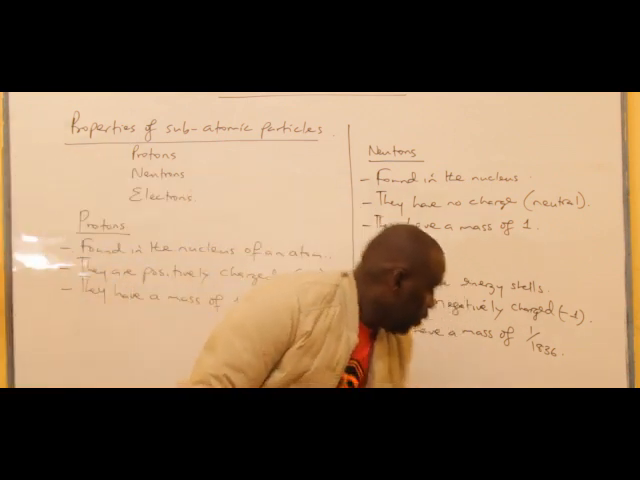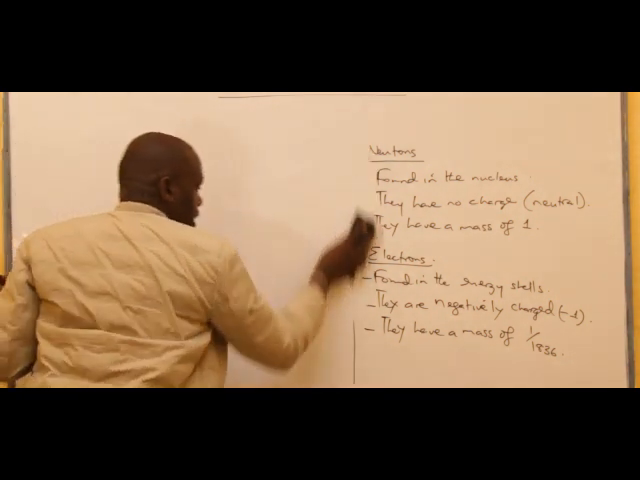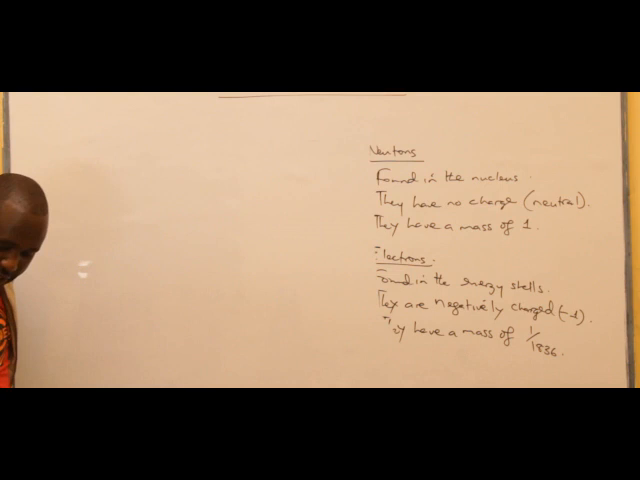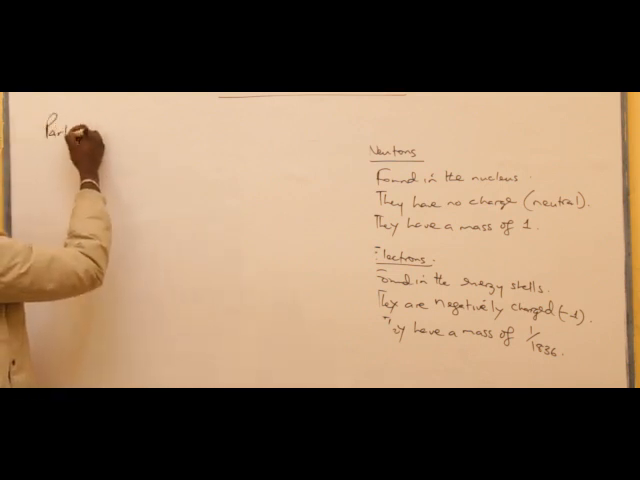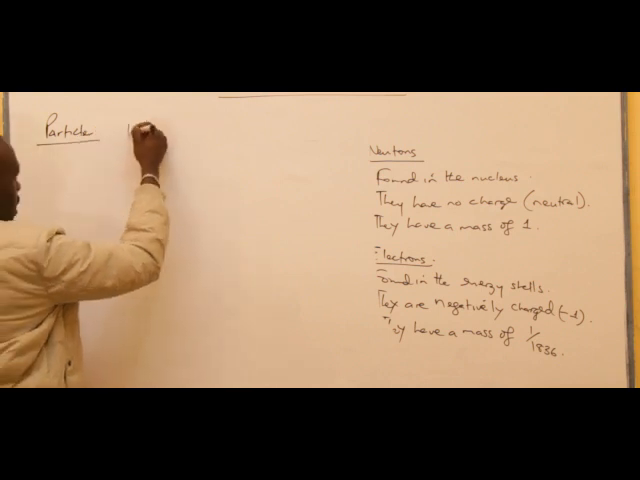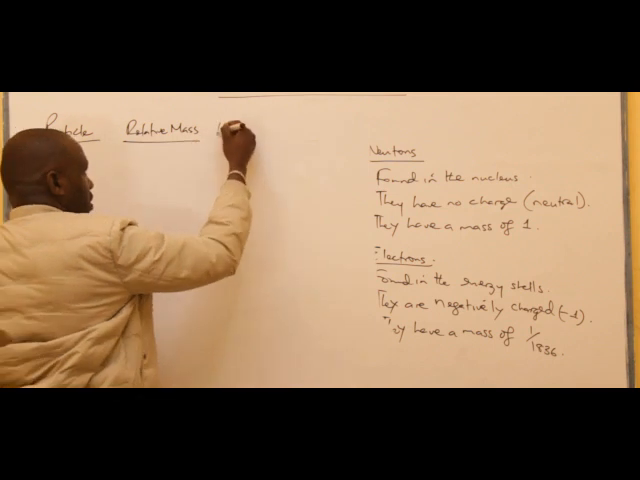Now, we can make a summary of that to check the subatomic particles in an easier way. So we can have the particle, the relative mass, and the relative charge.